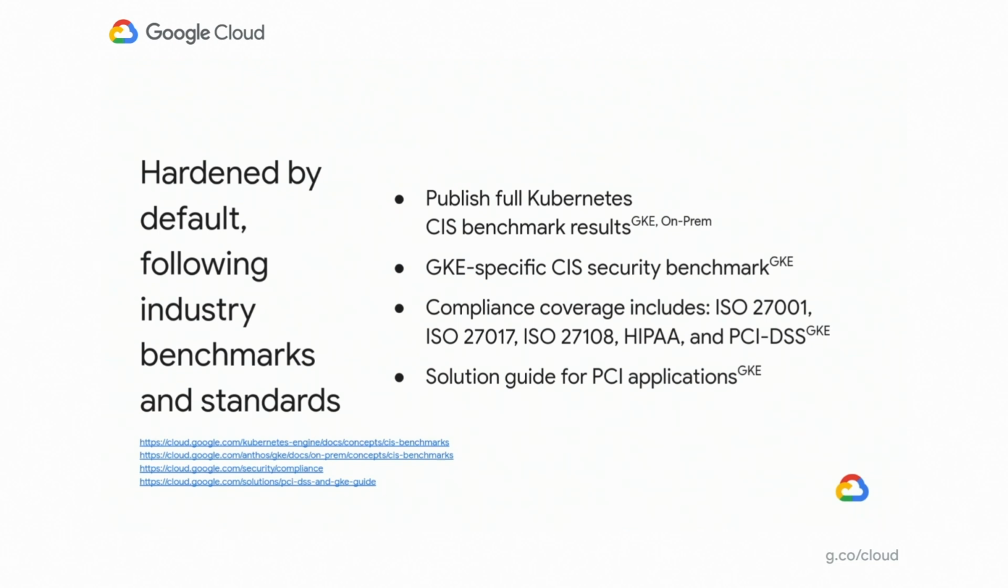That's the infrastructure layer. The next layer up, when you want to build an application that is itself compliant, we're then providing some solution guides, such as for PCI for GKE, that basically help you write that PCI application on top of GKE infrastructure. And we're also working on additional guides for additional platforms and standards here too.